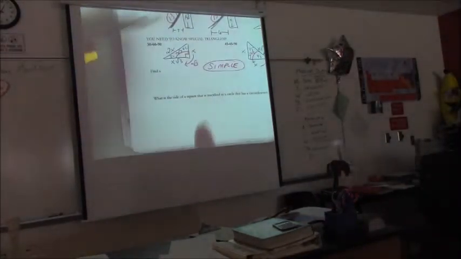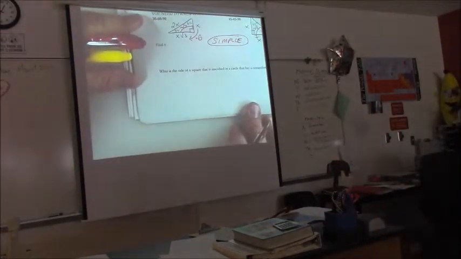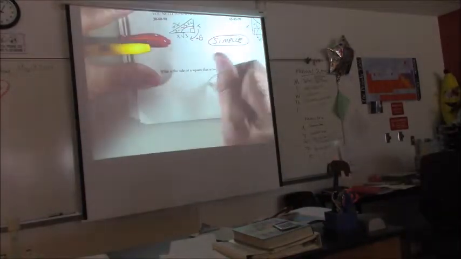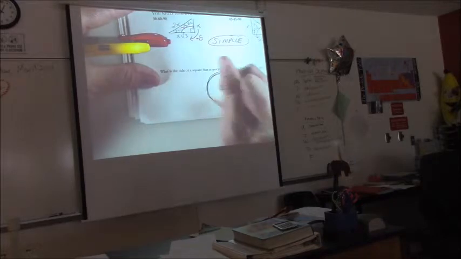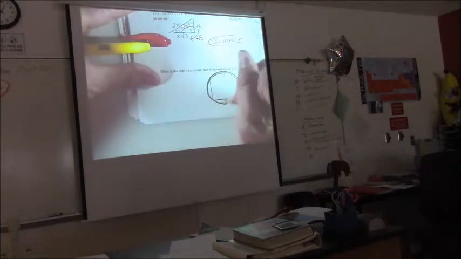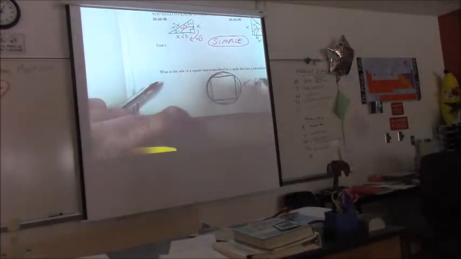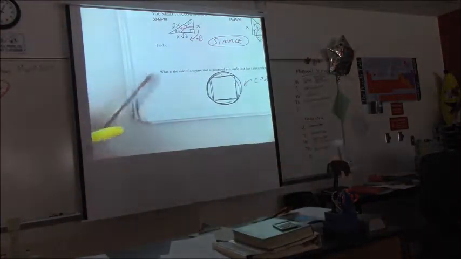All right, let me look at this one. What is the side of a square that is inscribed in a circle that has a circumference of 20 pi? So I made this one up last night. So what is the side of a square if it's inscribed and the circle has a circumference of 20 pi? Tell me what I'm going to do.